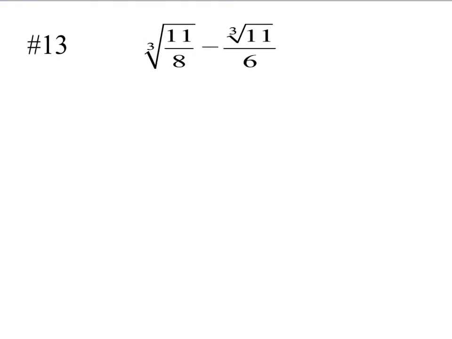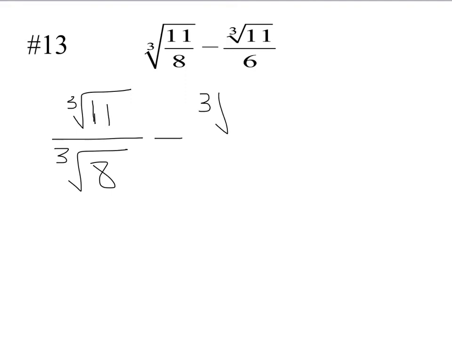Okay, now we're dealing with some fractions here. We're going to go ahead and use the quotient rule. So that's going to make our life a heck of a lot easier. So instead of the cube root of 11 over 8, I'm going to do the cube root of 11 over the cube root of 8 minus the cube root of 11 over 6. And the reason I did that is because the cube root of 8 is 2. So anytime we can get rid of a radical because it's a perfect cube or perfect square, we should go ahead and do that. So this, we're just going to change to a 2 because we know the cube root of 8 is 2.